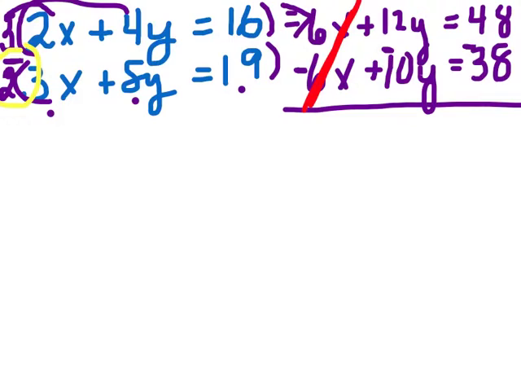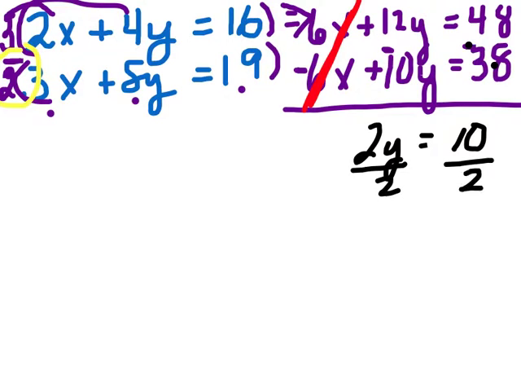All right, so continuing on, 12y plus a negative 10y, or 12y minus 10y is another way to say it, would be 2y. And 48 minus 38 would be 10. Oh, that's an easy equation to solve now, right? If I want to get y by itself, I'll just divide both sides by 2, and I'll find out my y value is 5. Yay, my y value is 5.